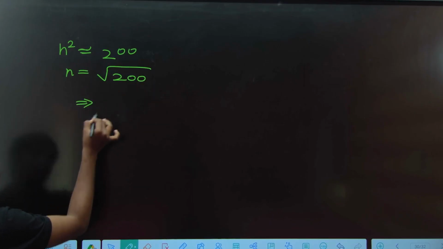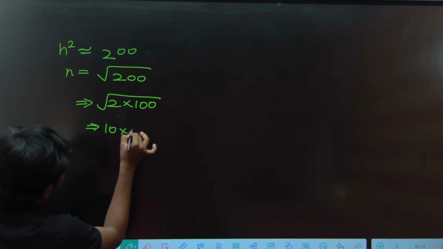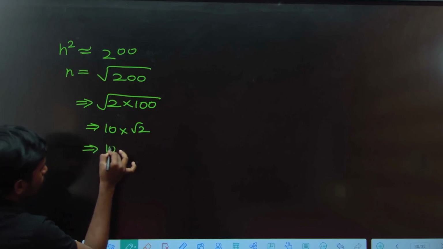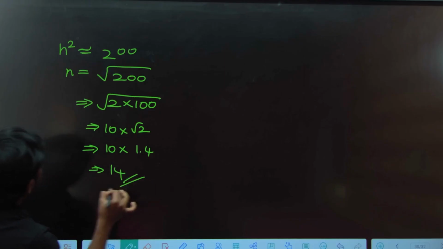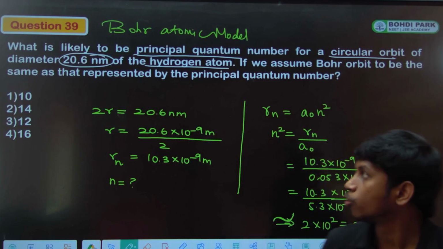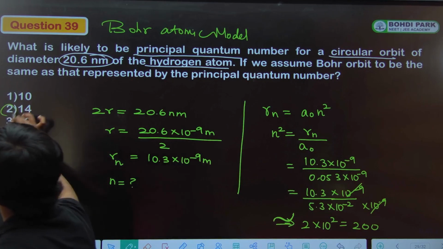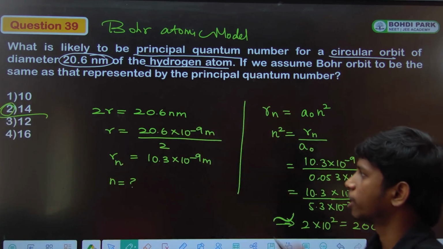Taking 100 outside, we can write 2 into 100. Taking 100 outside gives 10 into root 2. The value of root 2 is 1.4. So 1.4 into 10, that is 14. So n value can be 14. The principal quantum number can be 14. Option 2 is our correct answer. Okay? With approximation, it is enough if we solve these values.